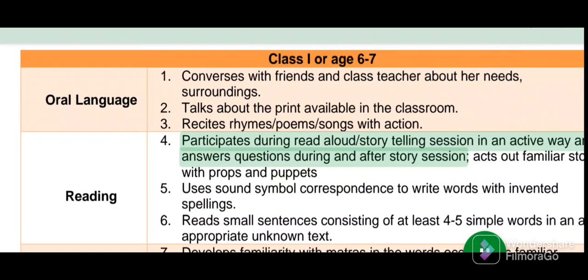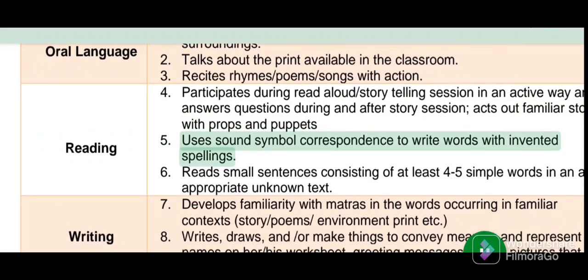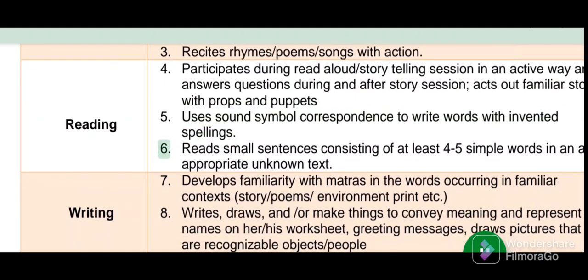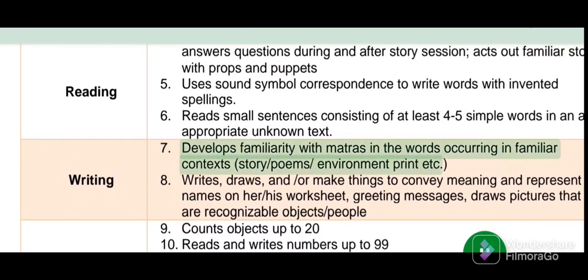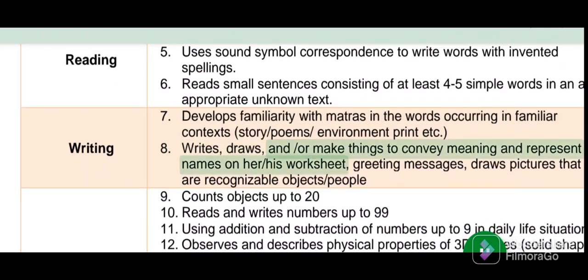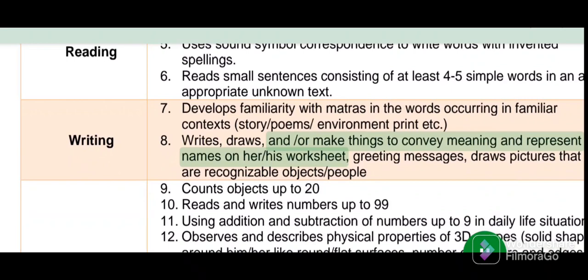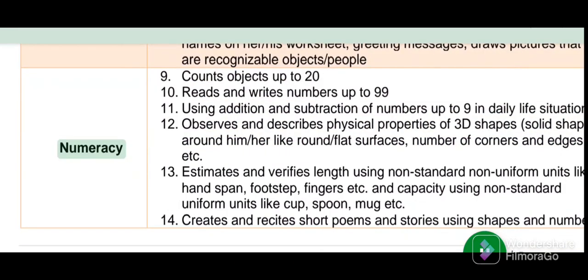Reading. 4. Participates during read aloud storytelling session in an active way and answers questions during and after story session. Acts out familiar story with props and puppets. 5. Uses sound symbol correspondence to write words with invented spellings. 6. Reads small sentences consisting of at least 4 to 5 simple words in an age-appropriate unknown text. Writing. 7. Develops familiarity with matras in the words occurring in familiar contexts, story, poems, environment, print etc. 8. Writes, draws, and/or makes things to convey meaning and represent names on her/his worksheet, greeting messages, draws pictures that are recognizable objects, people. Numeracy.